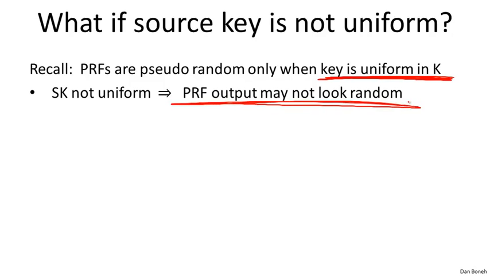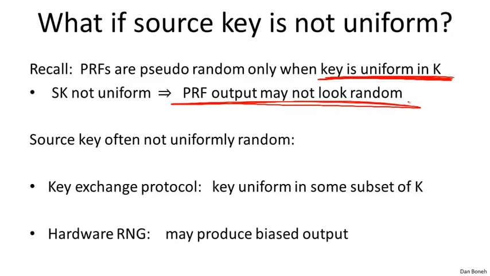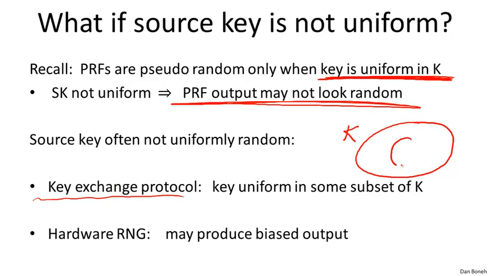So then we have a problem. Now, why would this source key not be uniform? Well, there are many reasons why this happened. For example, if you use a key exchange protocol, it so happens typically that key exchange protocols will generate a high entropy key, but the high entropy key is going to be distributed in some subspace of the key space. So it's not going to be a uniform string, it'll be uniform in some subset of a larger set. And we'll see examples of that as soon as we talk about key exchange protocols.